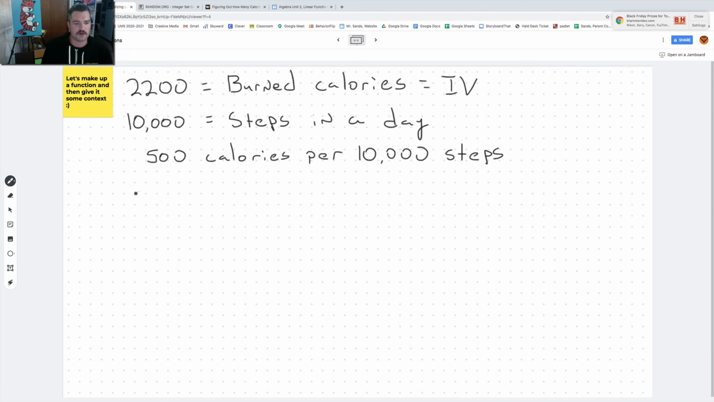So maybe we have two variables then. We've got S for steps, and we've got C for calories. Okay, I'm just making this up. Makes sense. S would be steps, C would be calories. So maybe we wrote an equation. Again, I'm just making this up, right? So let's say we have an equation that our total calories burned for the day is equal to the number of steps we take times 500.